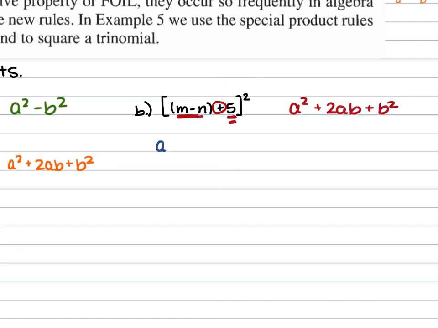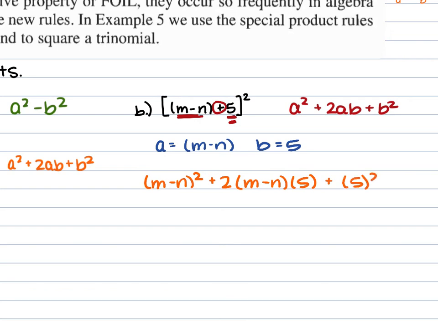So if we identify our a, that's that m minus n. If we identify that b, that's our 5. So if we plug these values in, we're going to have m minus n squared plus 2 times m minus n times 5 plus 5 squared. That m minus n squared, we can use a squared minus 2 times a times b plus b squared.